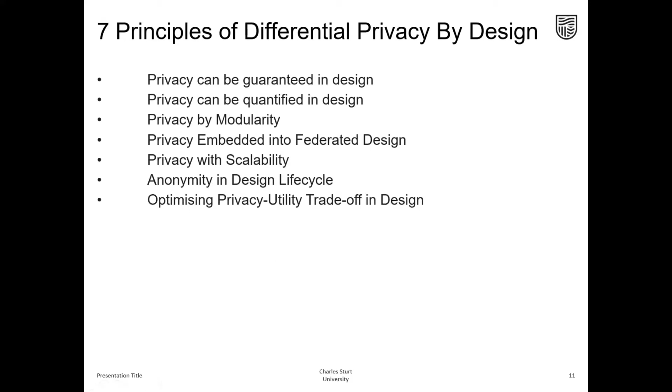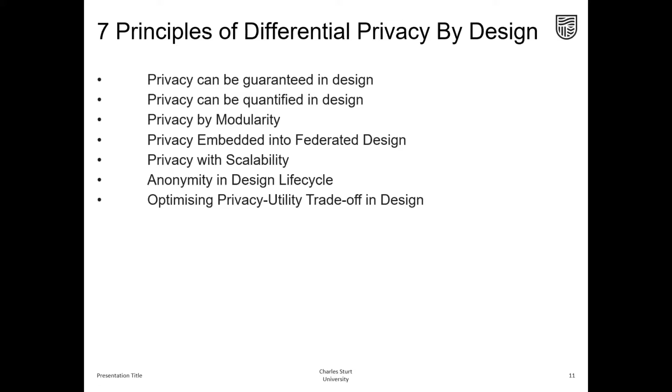Based on that, we came up with 7 different principles which can guide a better privacy by design framework. The privacy can be guaranteed in the design. When we design federated machine learning systems, there should be some guarantee and assurance about the privacy, and that assurance should be quantified, like an empirical value for the privacy budget. We try to divide the system into different modules and embed privacy in a modular approach rather than an overall approach. In this way, it can be simplified.